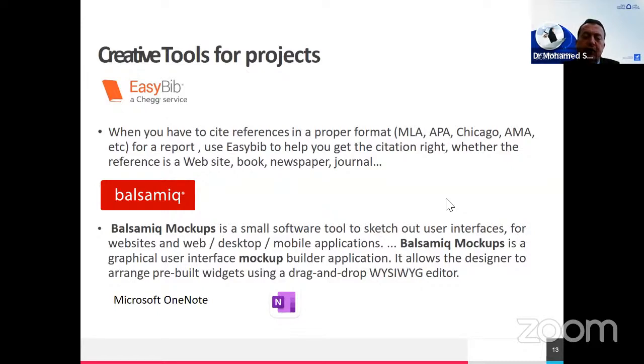We have also Balsamiq Mockups. It is a software tool to sketch out user interfaces for websites and web, desktop, or mobile applications.